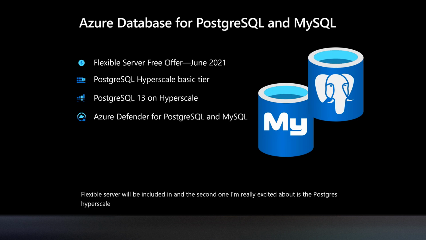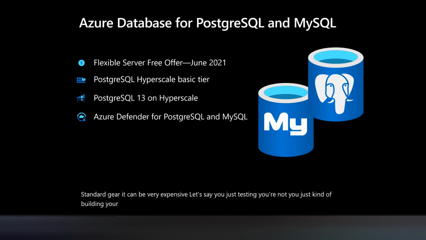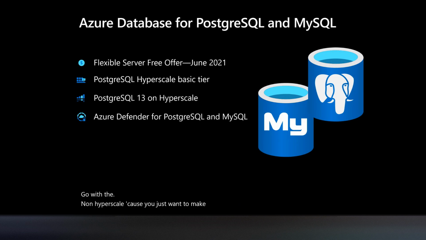So one thing is, if you are developing against the hyperscale standard tier, it can be very expensive. Let's say you're just testing, you're just kind of building your application. You don't want to go with the non-hyperscale, because you just want to make sure that you are testing against the actual thing that you're going to do.